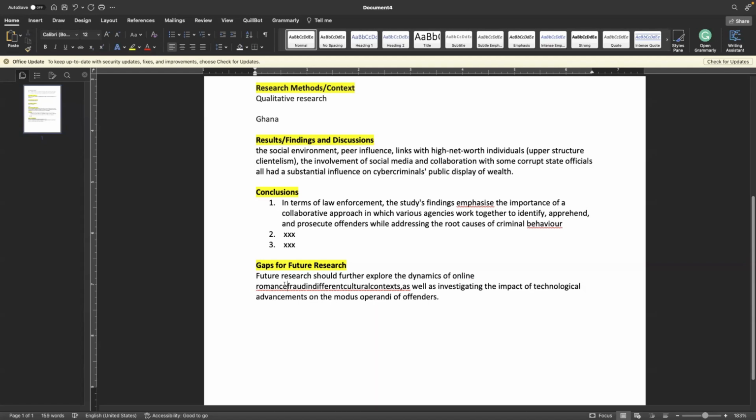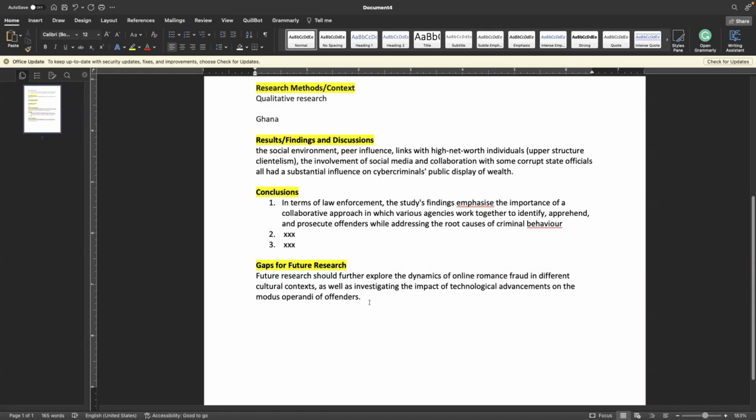Okay, so the assignment is asking you to do 20 articles, and so you are going to do this for all 20 articles. Edwina, the assignment is asking you to do this for 20 articles, and so this is what you are going to do for all 20. Okay, sir, understood.